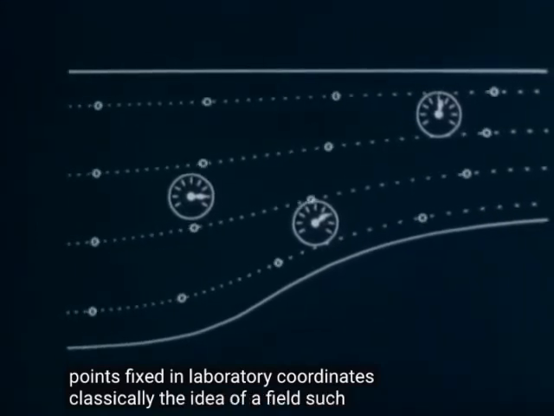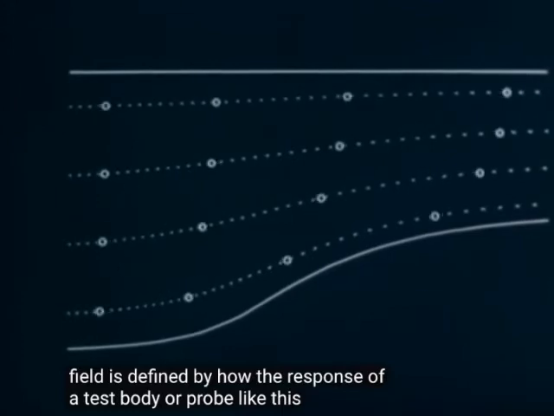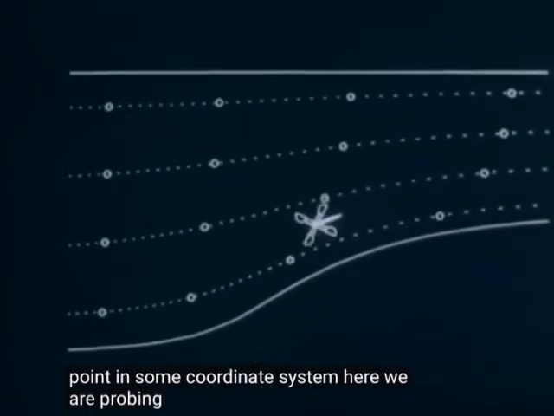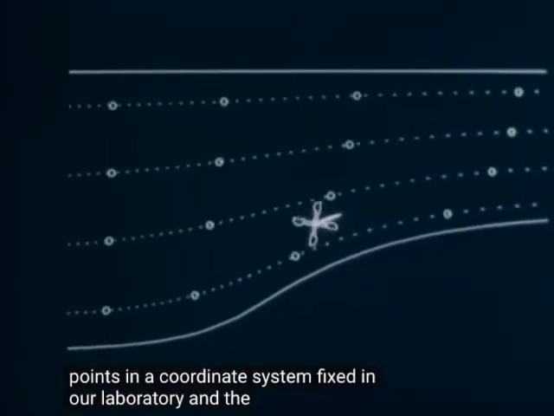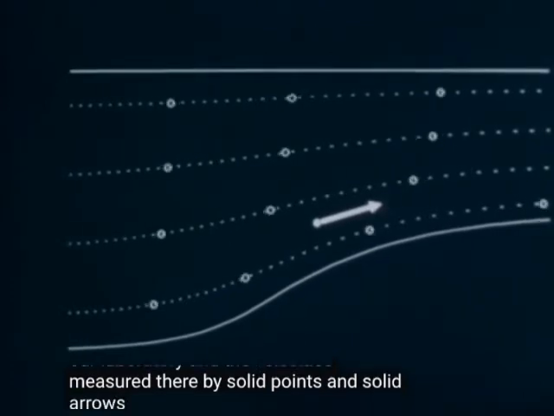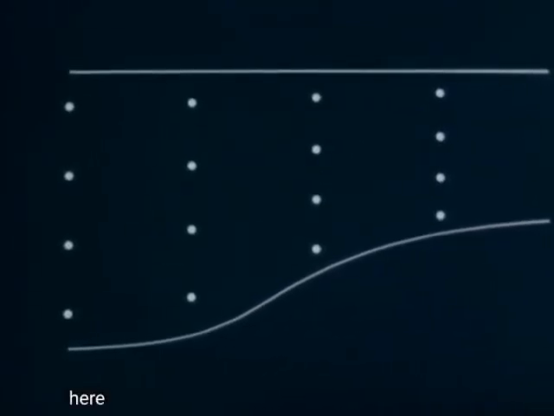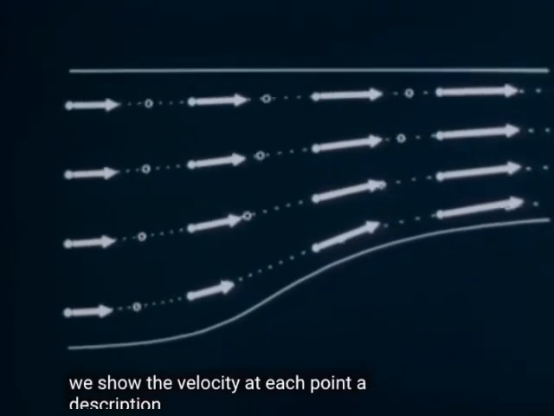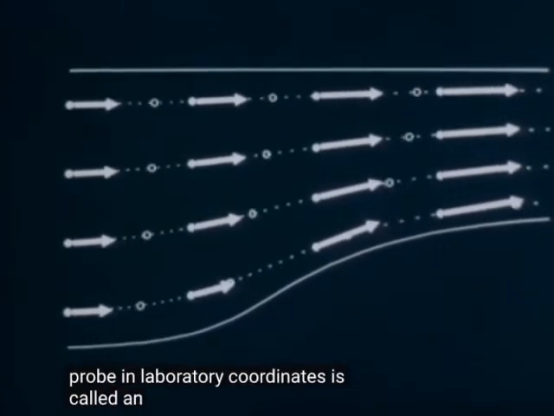Classically, the idea of a field, such as an electric, magnetic, or temperature field, is defined by how the response of a test body or probe, like this anemometer, varies with time at each point in some coordinate system. Here we are probing in laboratory coordinates. We will always indicate such probing points, points in a coordinate system fixed in our laboratory, and the velocities measured there by solid points and solid arrows. Here is a grid of points fixed in space. We show the velocity at each point. A description like this, which gives the spatial velocity distribution seen by a probe in laboratory coordinates, is called an Eulerian description of the flow.